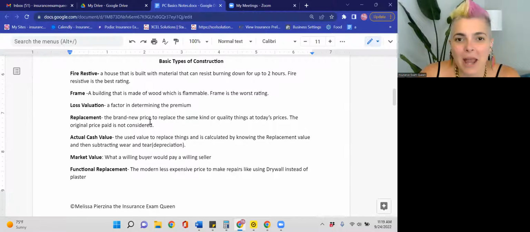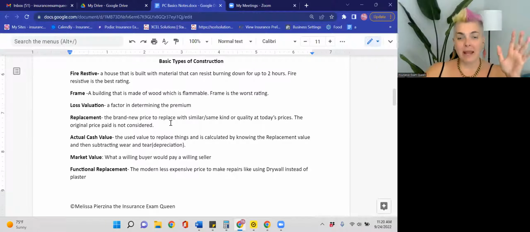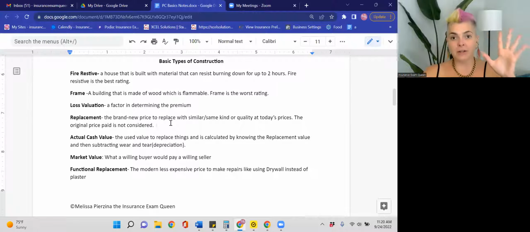The replacement is the brand new price to replace the same kind or quality of the thing. How do I say that? The brand new price to replace with similar, same kind or quality at today's prices. Okay, that's a little bit better. I might edit that later. But anyway, with replacement, it's the brand new value with this similar like kind and quality that you can get.